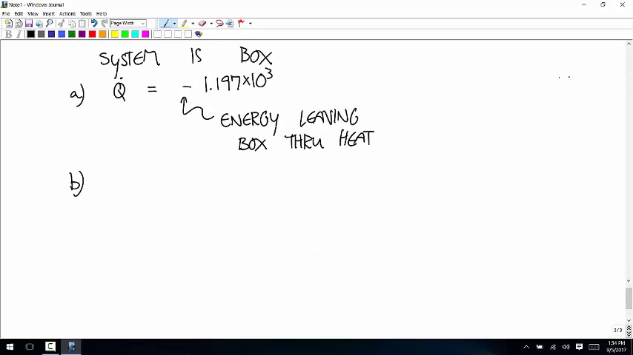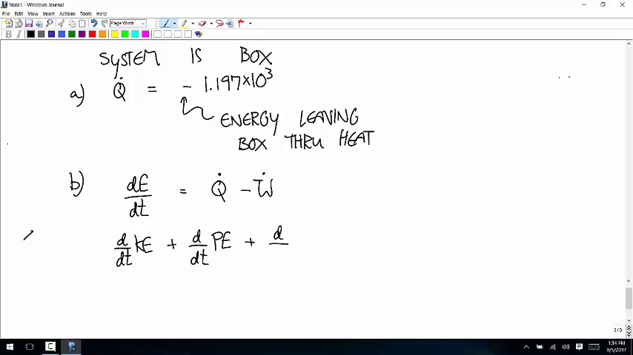So we know that dE/dt is equal to Q dot minus W dot. dE/dt, we can break that up into the time derivative of the kinetic energy plus the time derivative of the potential energy plus the time derivative of the internal energy. Those have to be equal to Q dot minus the quantity W1 dot plus W2 dot.